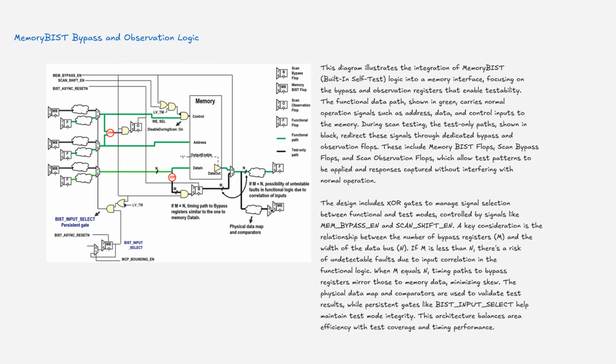The physical data map and comparators are used to validate test results, while persistent gates like BIST input select help maintain test mode integrity. This architecture balances area efficiency with test coverage and timing performance.